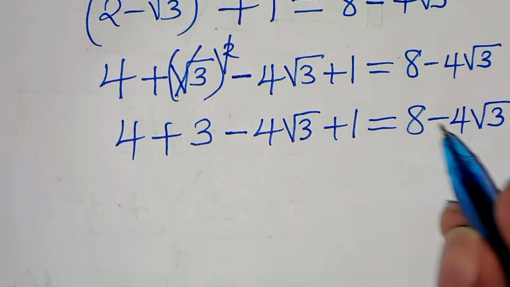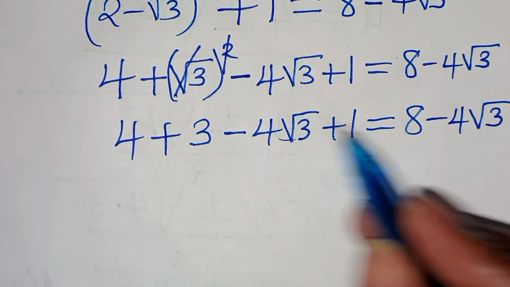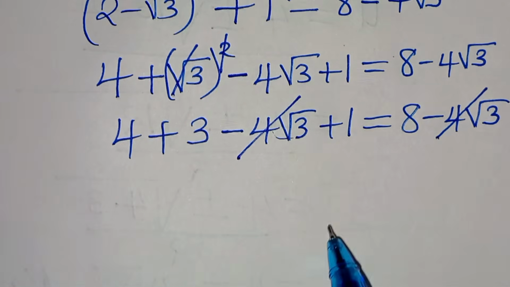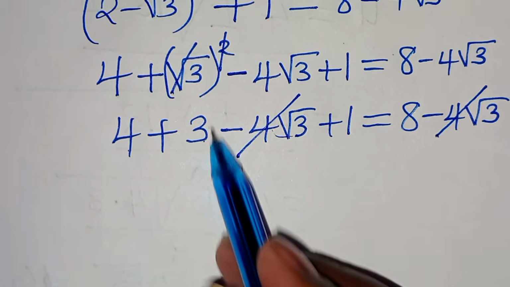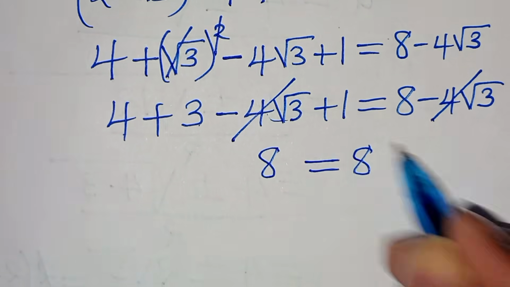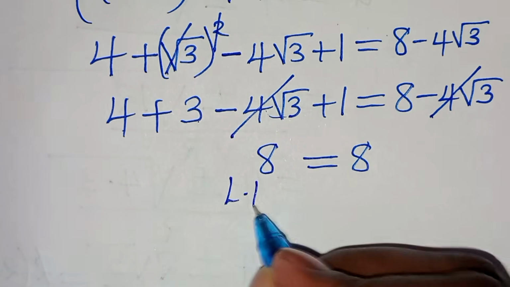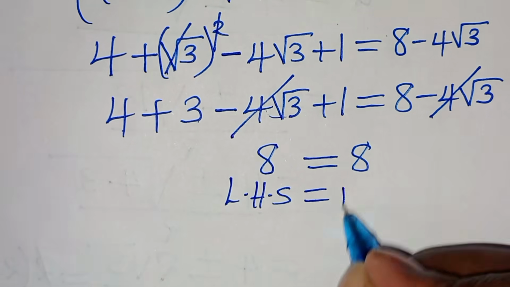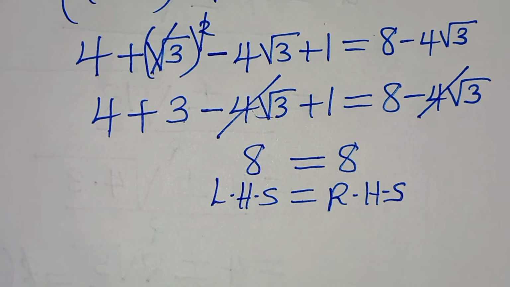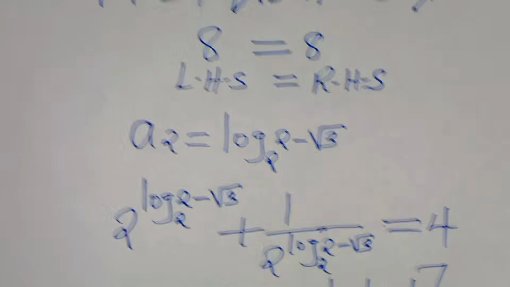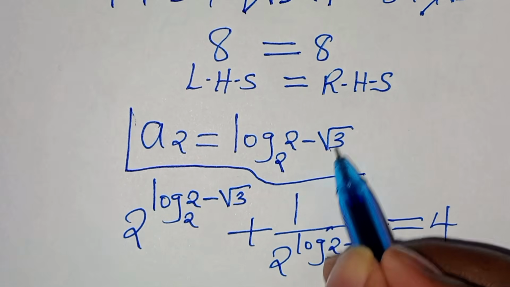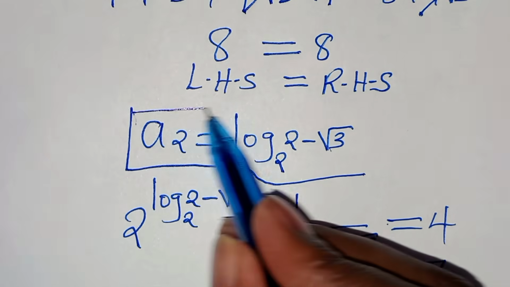Minus 4 square root of 3, we have minus 4 square root of 3 here and minus 4 square root of 3 here. So this simplifies so that we have 4 plus 3, which is 7, plus 1, this is 8. So 8 is equal to 8. So the left hand side is equal to the right hand side. And this proves that A2, which is equal to log of 2 minus square root of 3 to base 2, satisfies the equation.